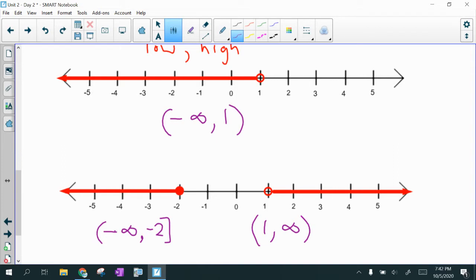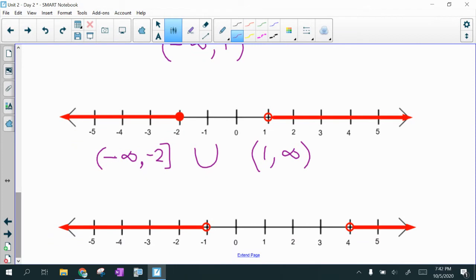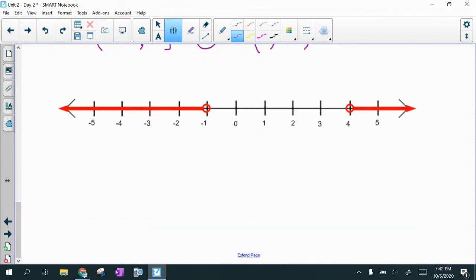Now, I have two different domains. Both of them are legitimate, and what you do is tie them together by putting the U. That's called the union. I'm not going to explain what union means yet. We'll get into that a little more second semester, but please see what you can do with this next one here.